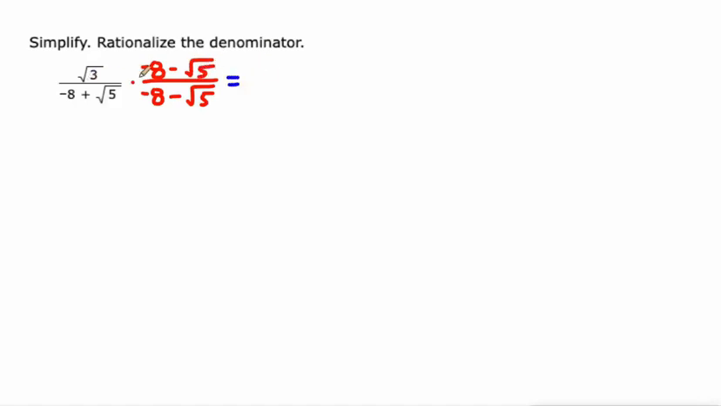Alright, so on top, square root of 3 times negative 8 is negative 8 times the square root of 3. Square root of 3 times negative square root of 5 is negative square root of 15.